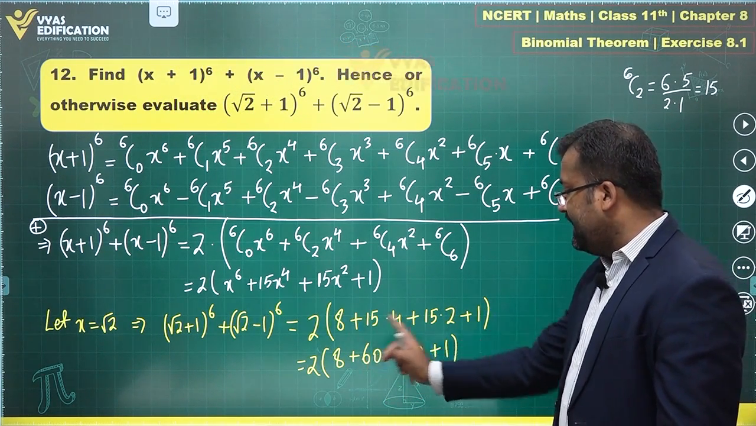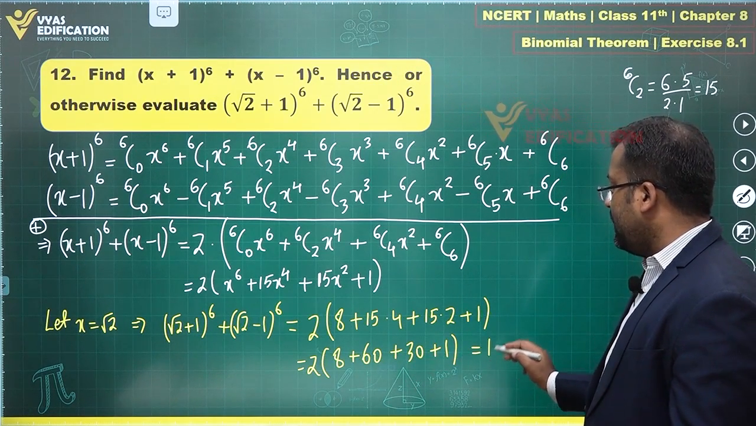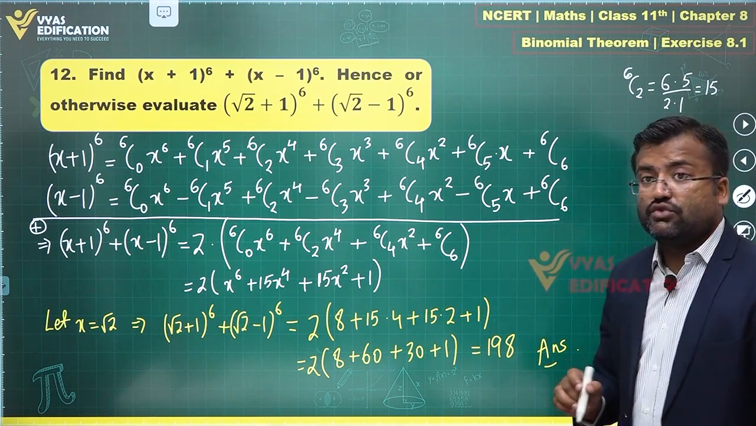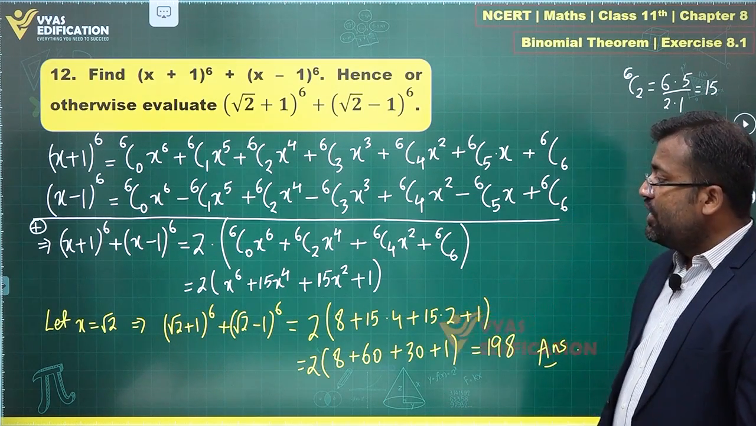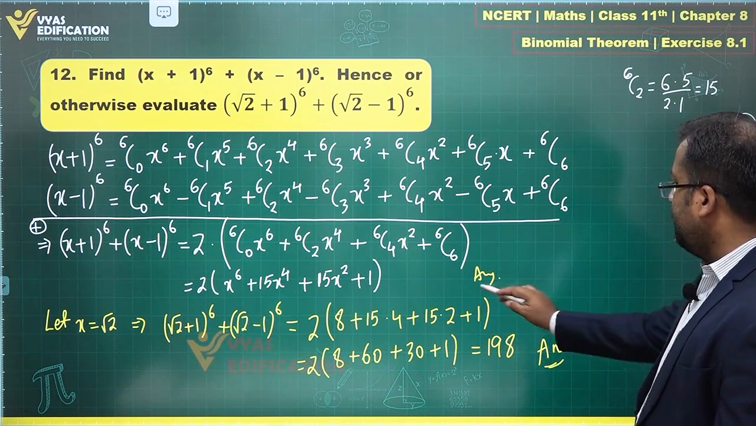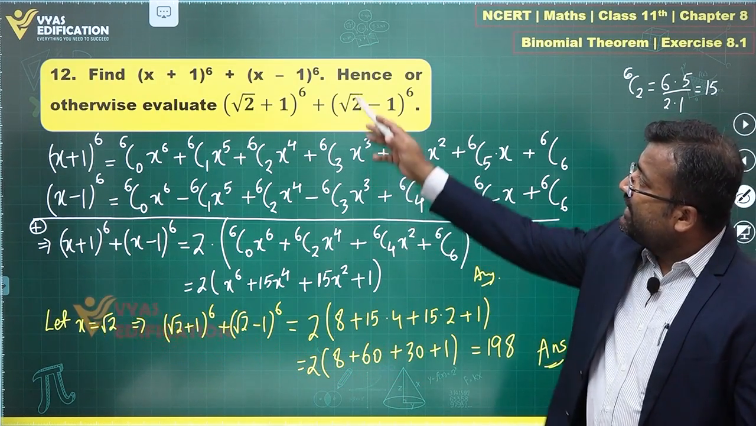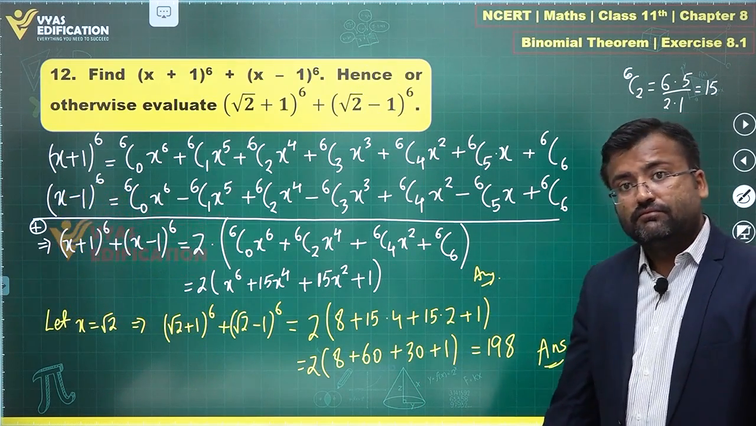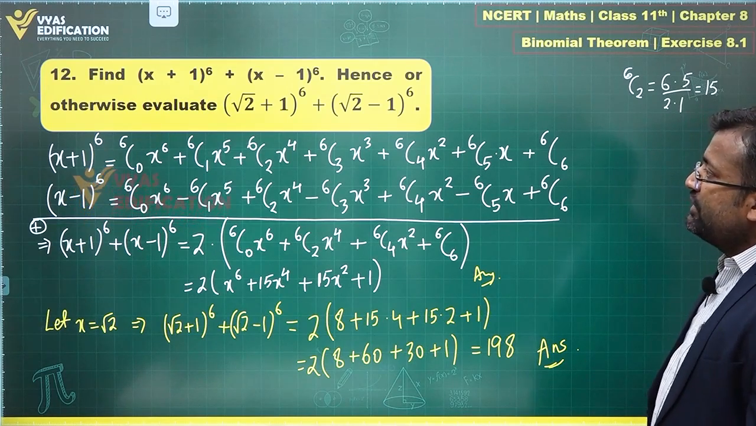This is 99. 2 times 99 is 198. And yes, that should be my answer for this question. That is my answer for this question over here. This is first part and this is the second part. Right? First we had to find that expression and on the basis of that we could find this. Yes, that's the complete solution for this question.